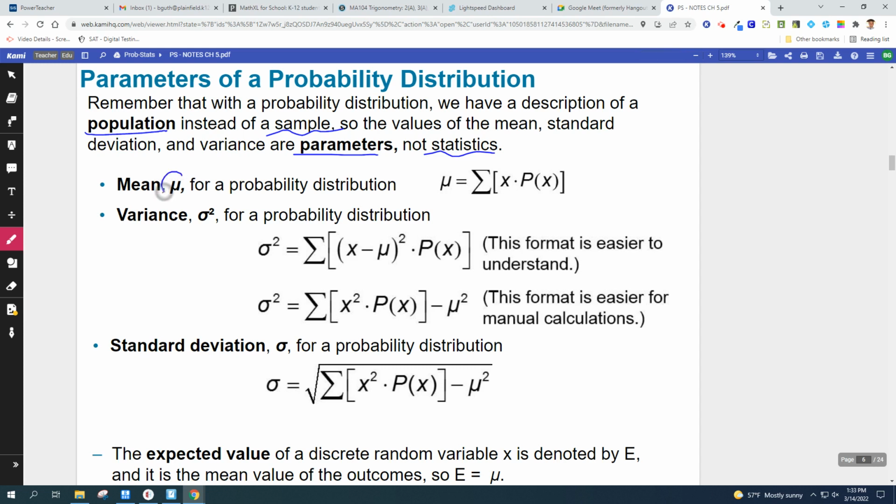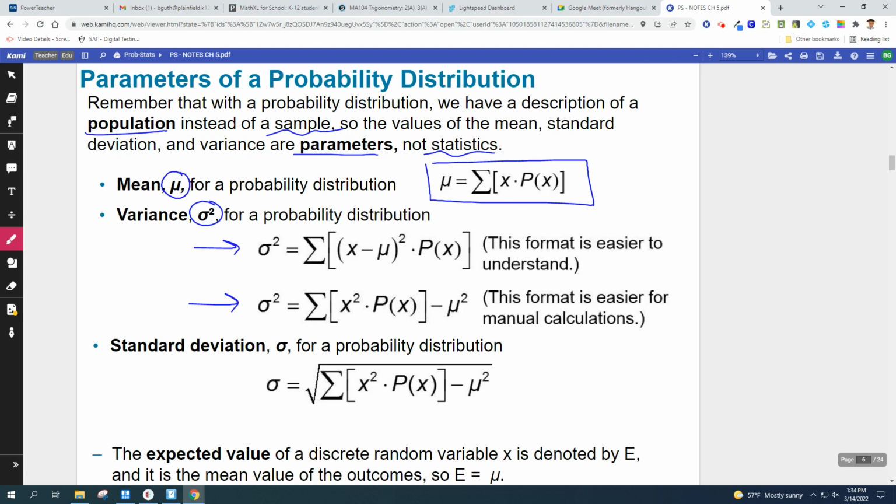Mean, and then they give you this symbol, mu, is given by the sum of x times P(x). You take each of the values of the random variable times its corresponding probability. You add those together. Variance is sigma squared, and that's a lot harder to calculate. There are 2 different ways of doing it. They're telling us one way, it's easier to understand. Another way is easier for calculations, but those are variance.